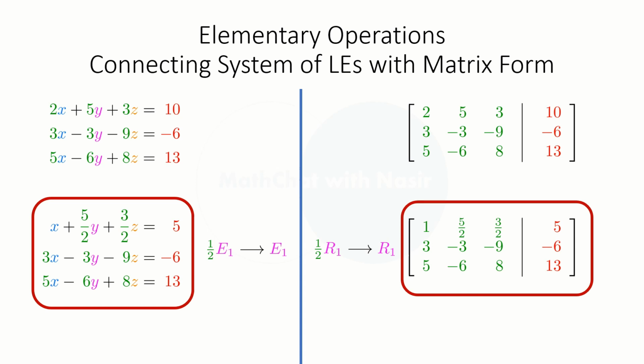I have illustrated this with just one elementary operation. If we perform other elementary operations on the equations and the associated augmented matrix, the new augmented matrix will represent the new system of linear equations. So we can equivalently perform the elementary operations on the augmented matrix because the linear equations in the matrix form are easier to work with.